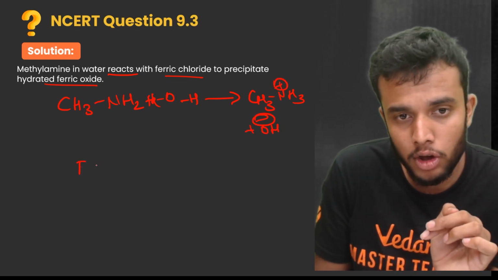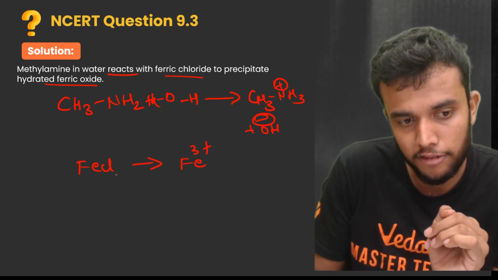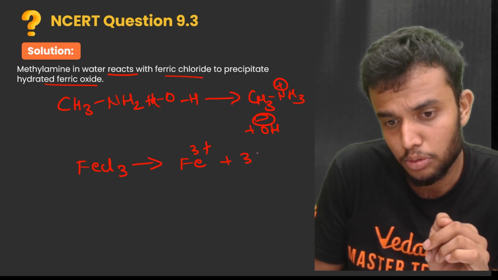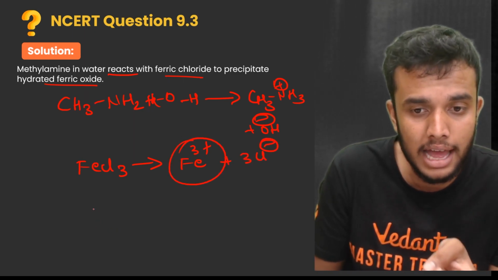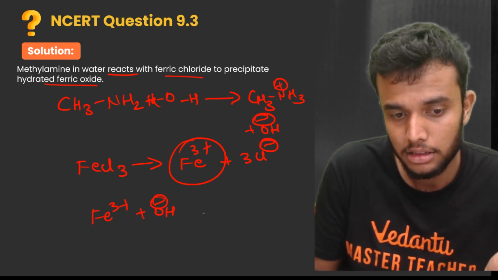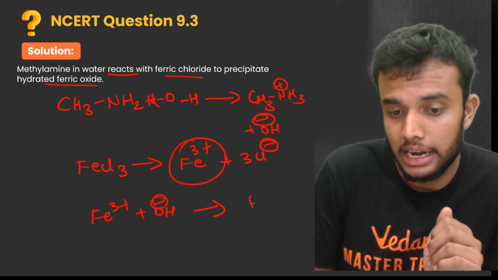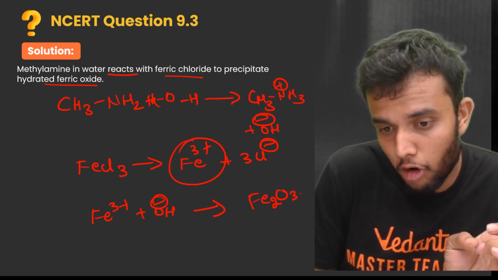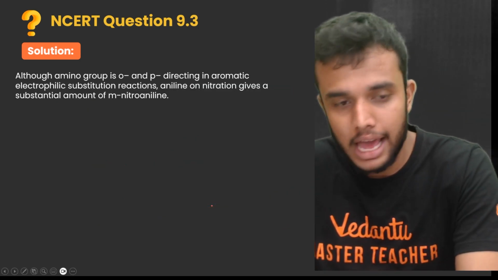What happened? Ferric chloride is there. FeCl3 ionizes to form the Fe3 plus ion. Then this Fe3 plus bonds with OH minus. Then it yields ferric oxide, students, Fe2O3 in the presence of water, Fe2O3·xH2O, right? It yields like this. Next, move on to the next one.